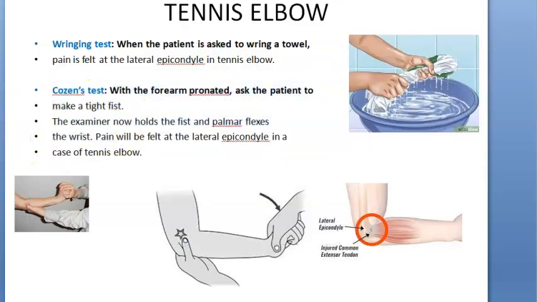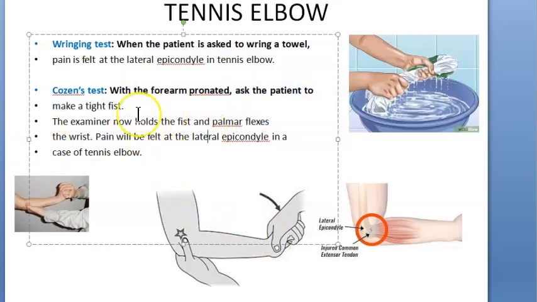Cozen's test. With the forearm pronated, ask the patient to make a tight fist. Pronated, and you are asking them to make a tight fist. That will give them pain. Right? Again, pain will be felt at the lateral epicondyle.